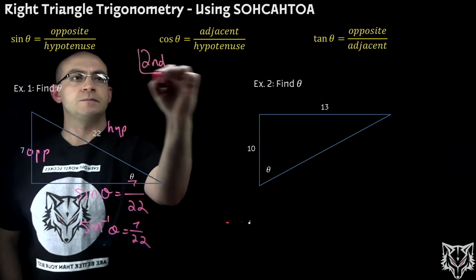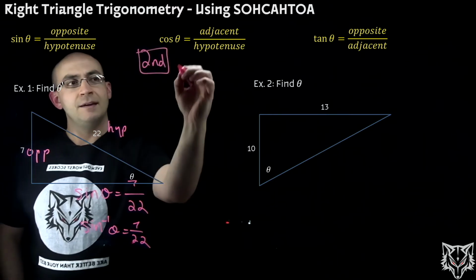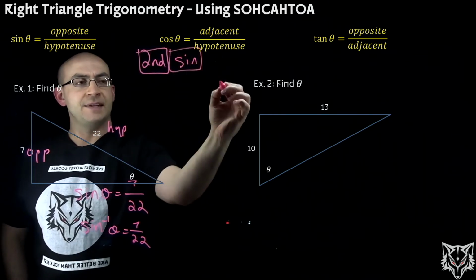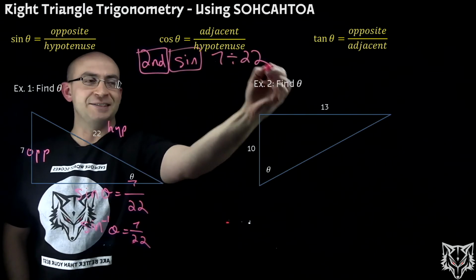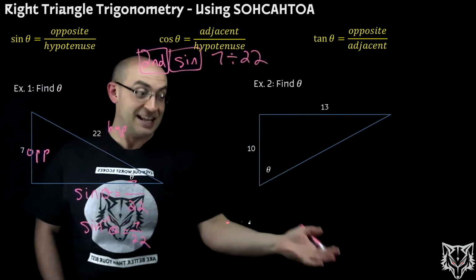Second button. God bless you, Titan. Sine, 7 divided by 22. He just sneezed. That was the craziest thing. He's laying there and he's sneezing.